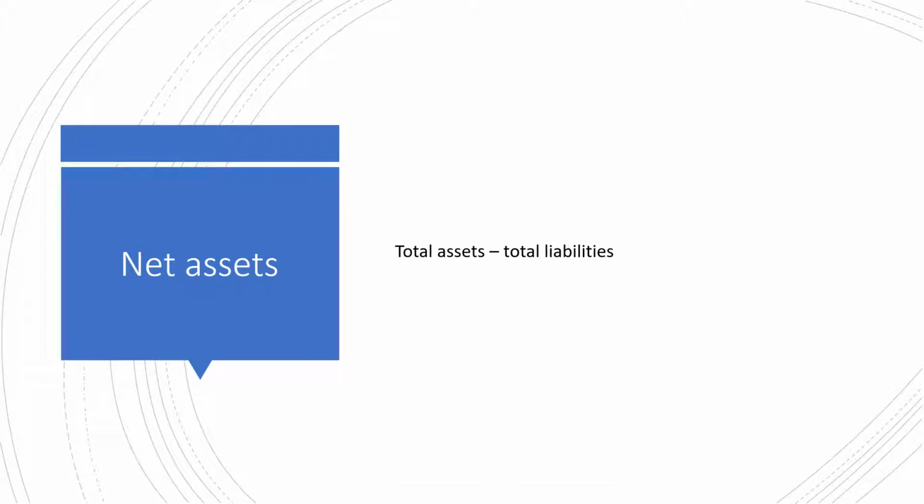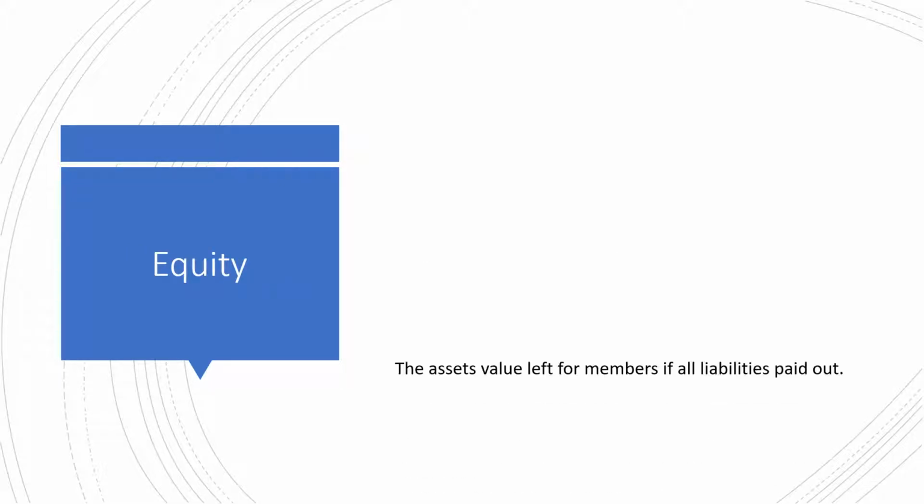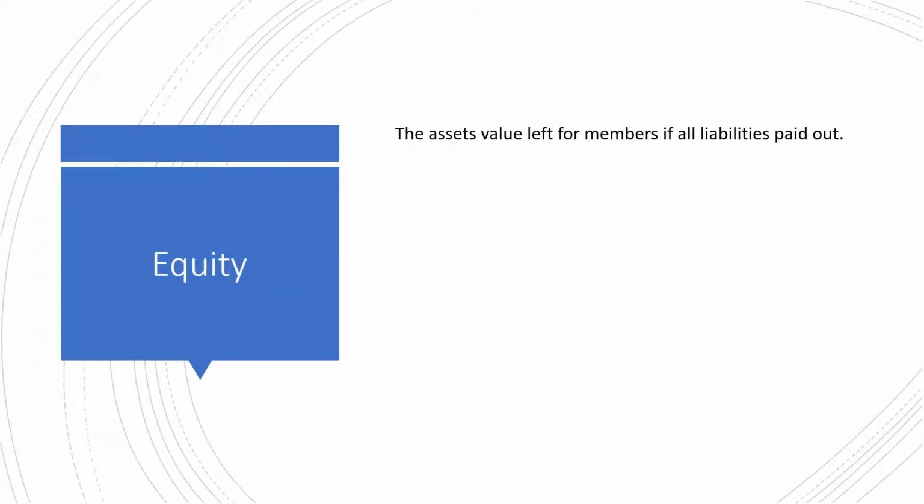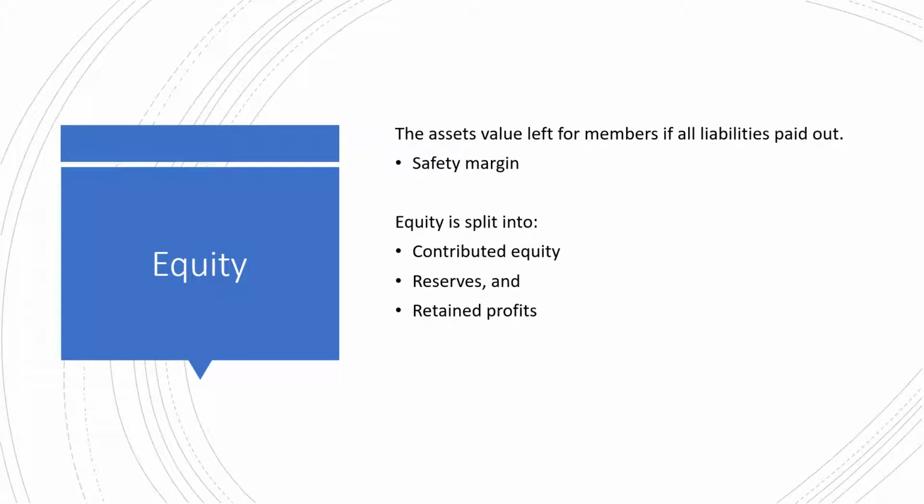Net assets is simply total assets less total liabilities. Equity represents the asset value that would be left over for the members of the organisation if all the liabilities were paid out. It also represents the organisation's safety margin, that is, the extent to which the total assets cover the total liabilities. Equity is split into contributing equity, reserves, and retained profits.